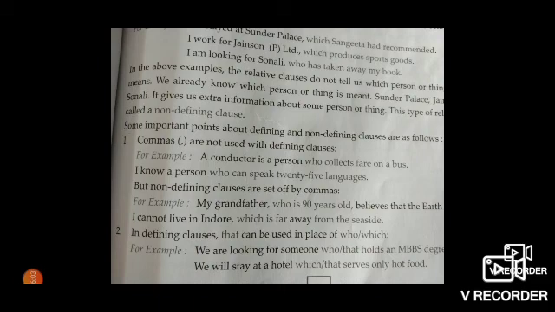Some important points that you have to remember. In defining clauses, we do not use any commas. But in non-defining clauses, we use commas. In defining clauses, that can be used in place of who or which. But in non-defining clauses, we cannot use that in place of who or which.